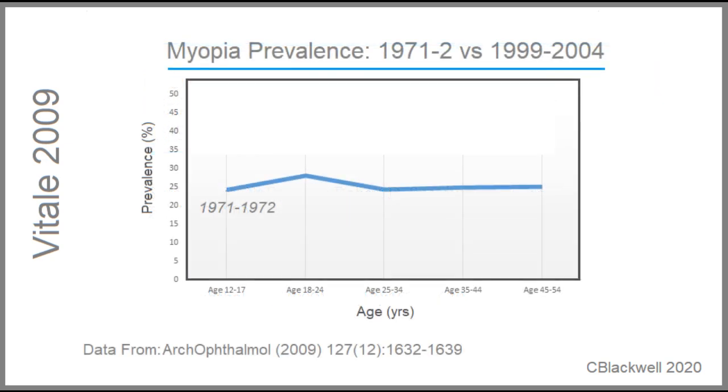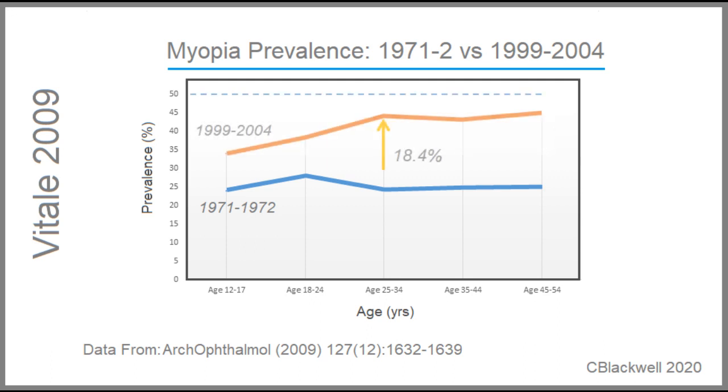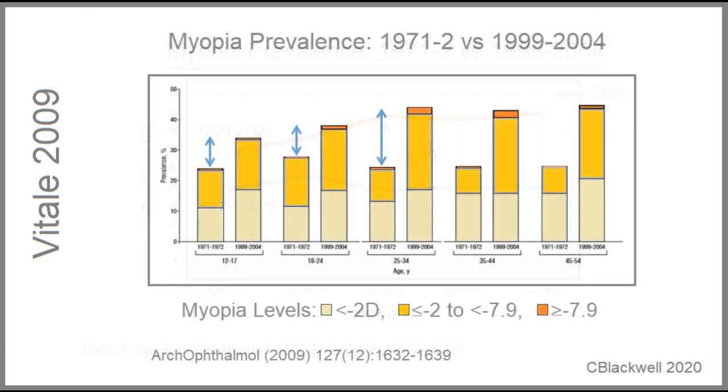The prevalence of myopia at the beginning of the 1970s is about 25% across age groups. 30 years later, myopia has increased in all age groups. For example, an increase of over 18% in the 25 to 34 age group. The dashed line represents 50% of the population, and that was 20 years ago. Looking at it as a bar chart, again by age group, you can see the increased prevalence. But also note there is an increase in higher levels of myopia.